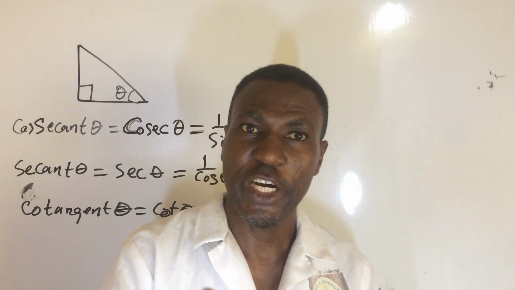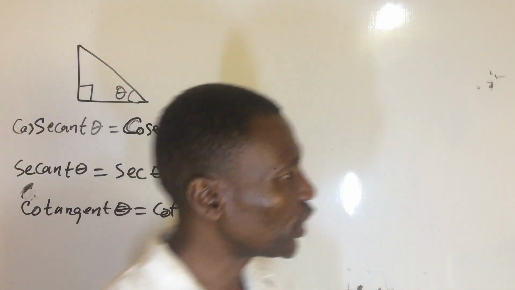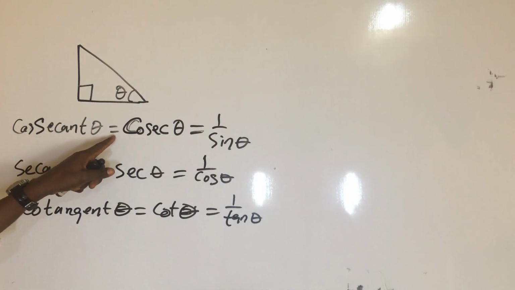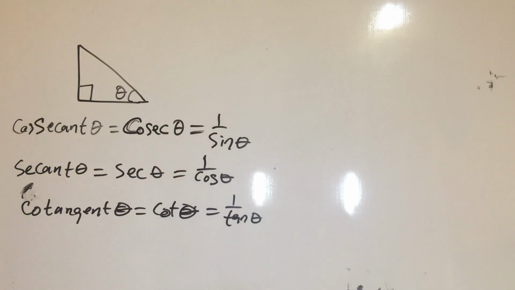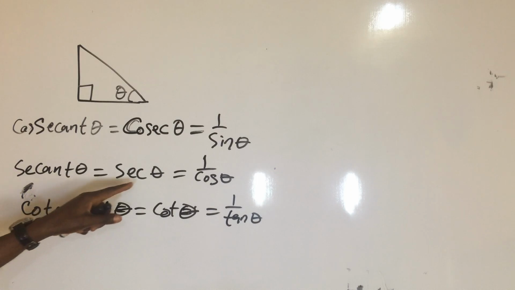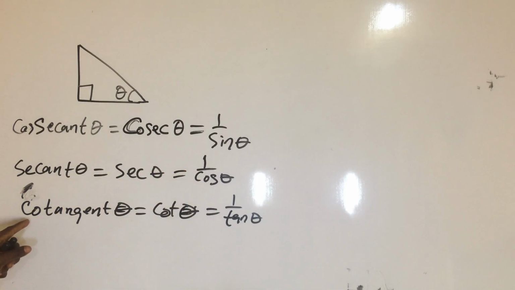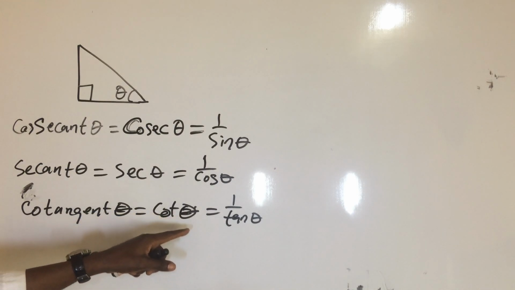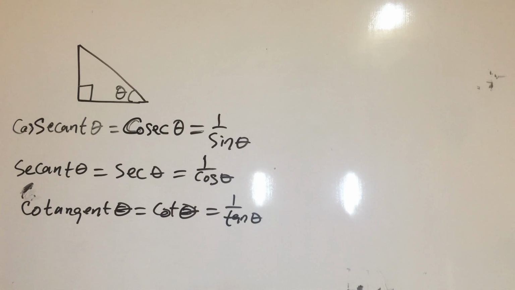There are other special cases involving trigonometric ratios. Cosecant theta, which we call cosec theta, is equal to 1 over sine theta. Another one is secant theta, which we call sec theta, is equal to 1 over cos theta. And this one we call cotangent theta, which we also call cot theta, is equal to 1 over tan theta.